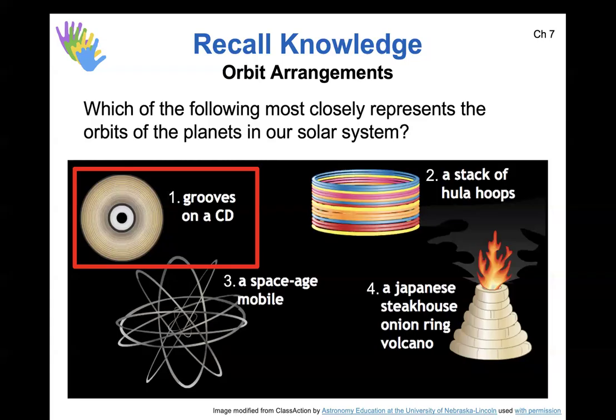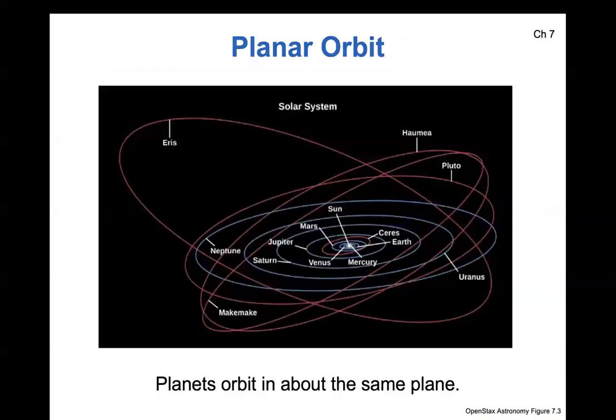And by the way, the answer that everyone thought in the other section was the space age mobile. So they definitely remembered that planets have different orbits and that they're not just stacked on top of each other. But for whatever reason, that other class thought that they were all tilted in different directions, but they're not, right? All the orbits of the major planets are basically in the same plane. They make a disk. They make a flat solar system. And to show that flat solar system, let's take a look at this picture.